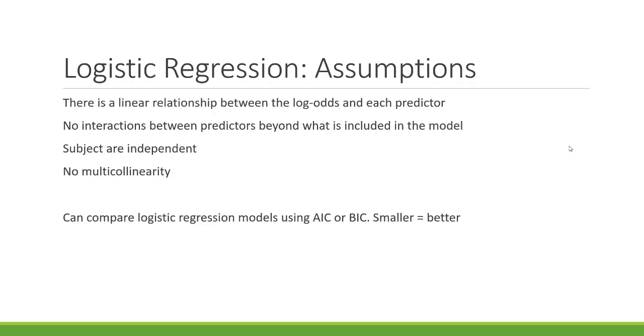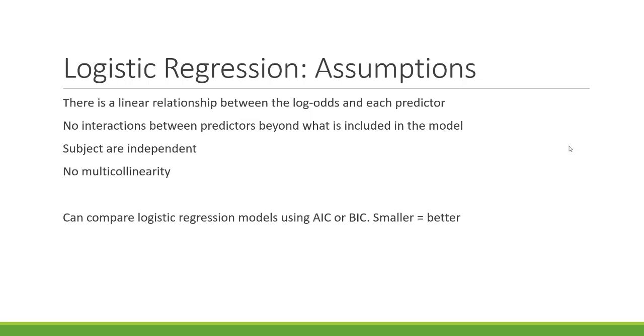There are some assumptions with logistic regression. So one of them is that there is a linear relationship between the log odds and each predictor. The other assumption being that there are no interactions between the predictors beyond what's already included in the model. We still have that independence assumption, so the subjects are independent from one another, and that we don't have any multicollinearity. So it's a little bit more simple here with logistic regression. We don't worry as much about the assumptions generally, just because they're a bit more straightforward.